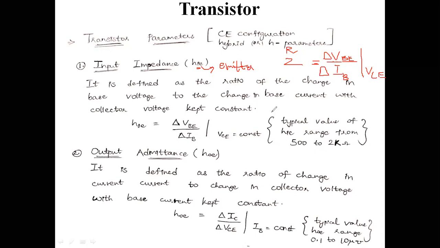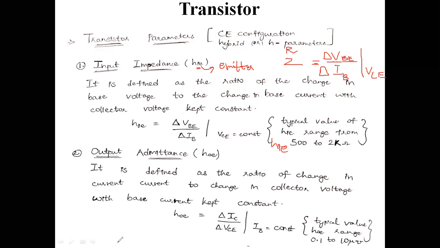The typical value of input impedance for CE configuration is 500 ohms to 2 kilo ohms. 500 to 2 kilo ohms is the HIE term we are going to obtain. That is the range of the value we may obtain in the CE configuration.